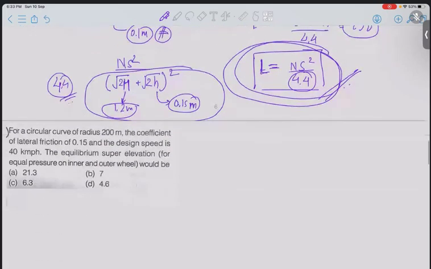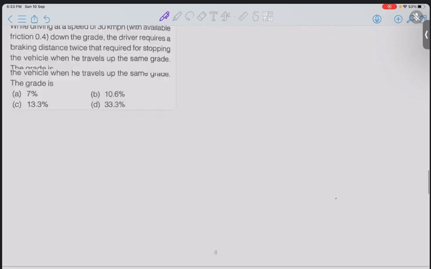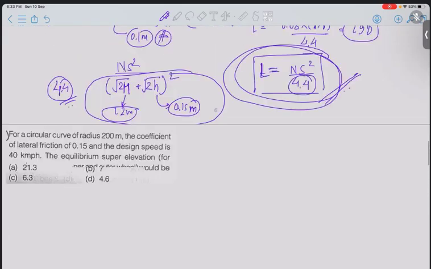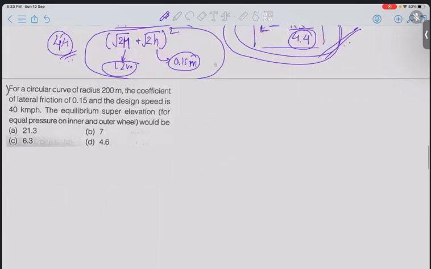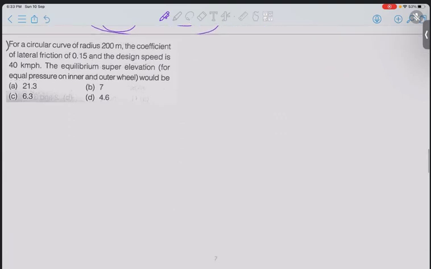Okay, next question. Okay, I think I removed everything else. So next question. A circular curve of radius 200 meter, a coefficient of lateral friction 0.15, and a design speed of 40 kilometer per hour. The equilibrium super elevation for equal pressure on inner and outer wheel would be how much?